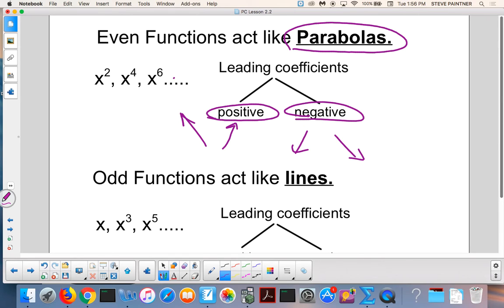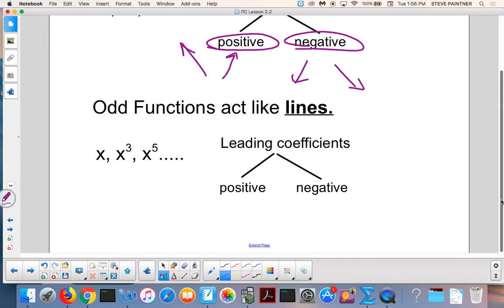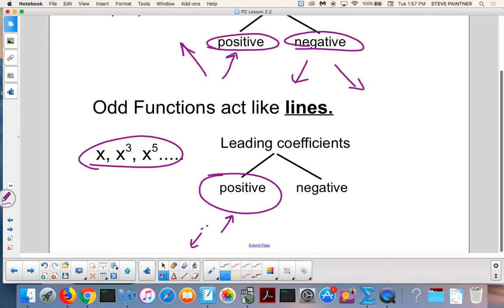Odd functions act like what? Lines. And what I mean by that is, lines go like this, down, up, or up, down. Odd functions. If your leading coefficient is positive, which line is it? Positive slope. What's positive slope look like? This way. What's negative slope look like? Downhill. So positive would be down on the left, up on the right. This one would be up on the left, down on the right. Good? That's just a quick comment on what happens.